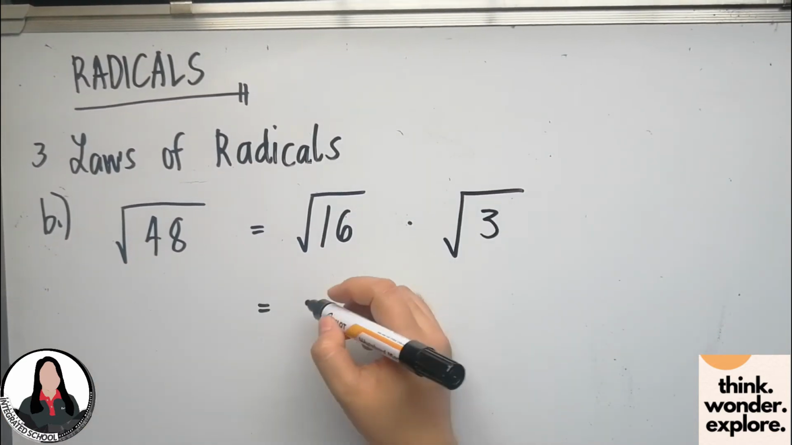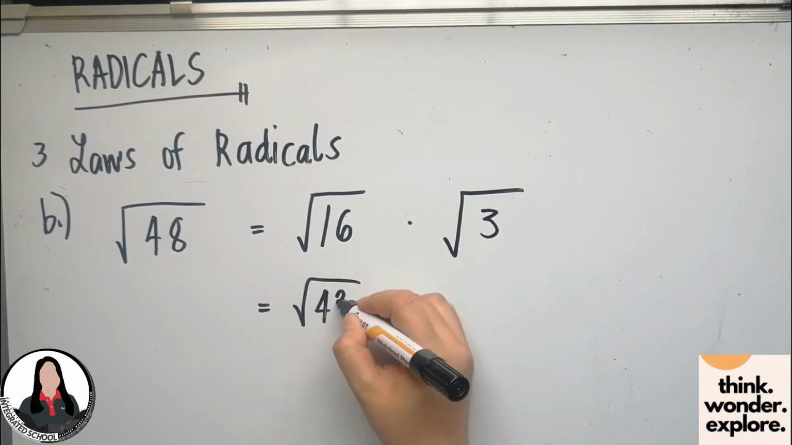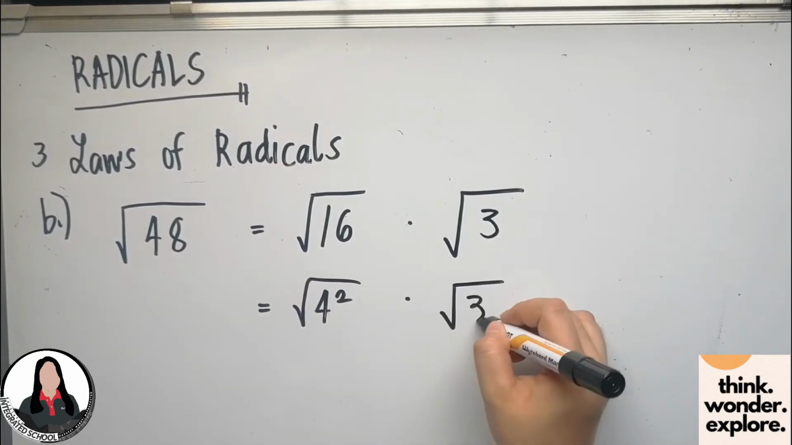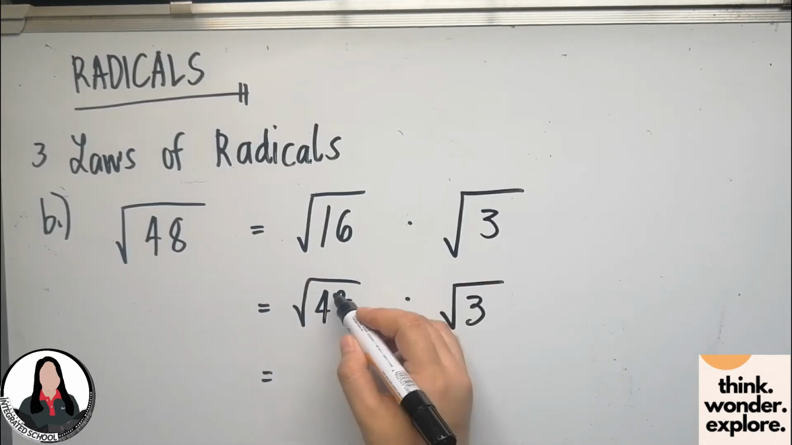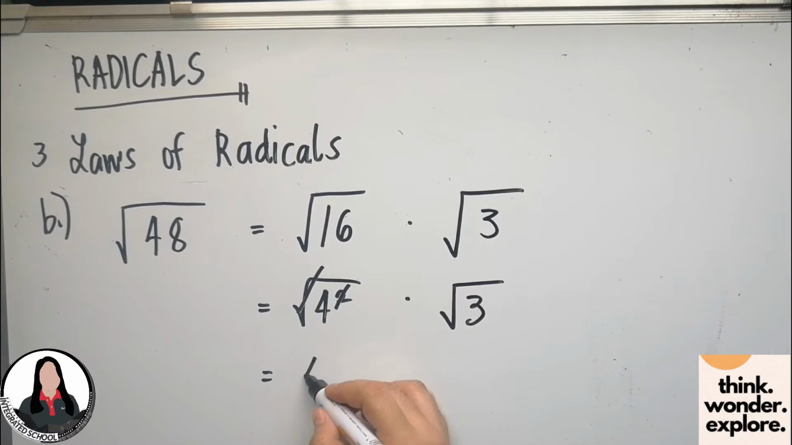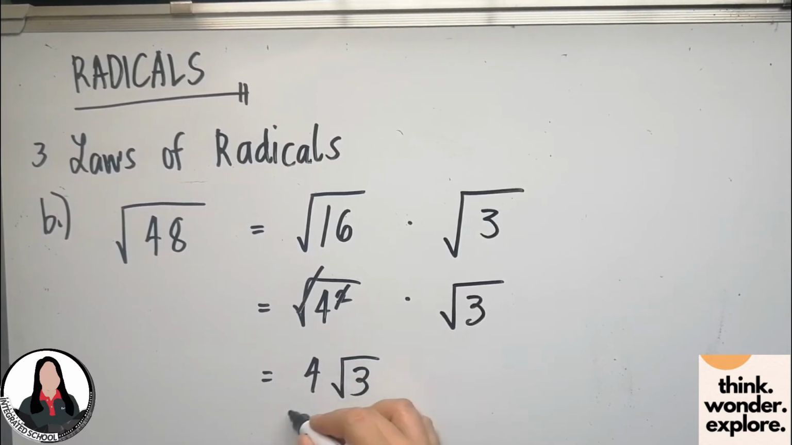So, ang square root of 16 can be written as the square root of 4 squared, and then we multiply the square root of 3. Okay? Hindi natin binabago ang value. Nagbabago lang siya ng anyo. So, this will be cancelled, which will give us 4 square root of 3.